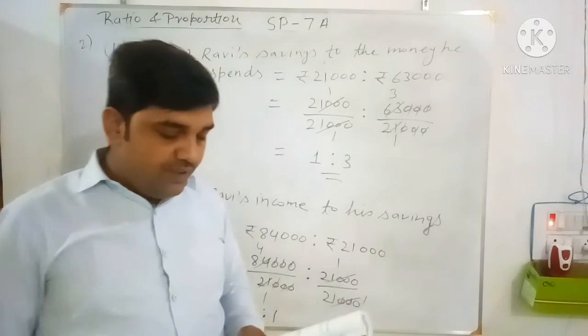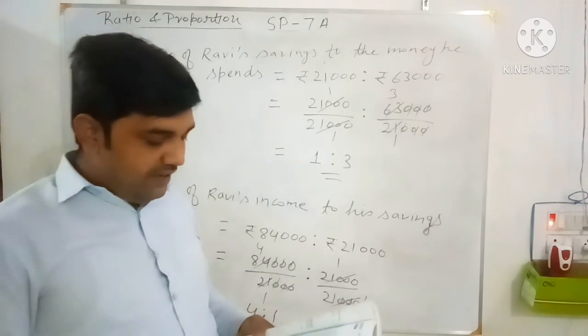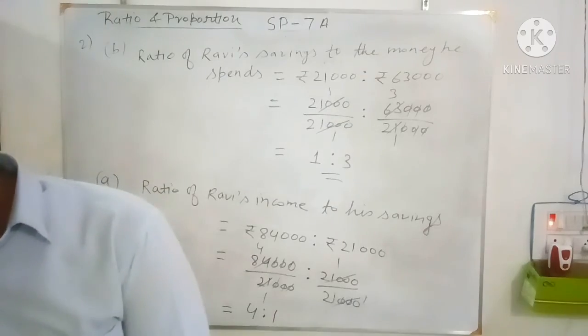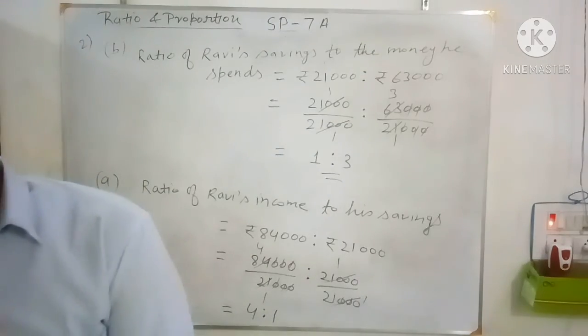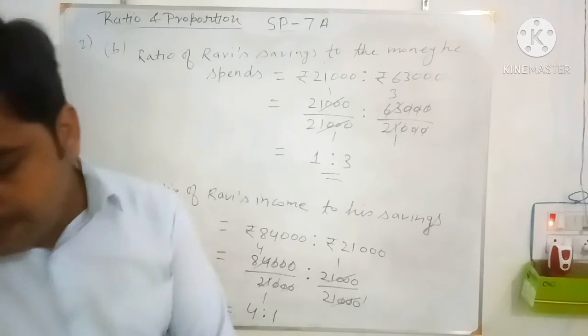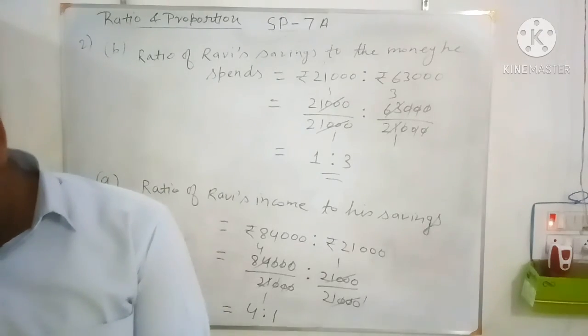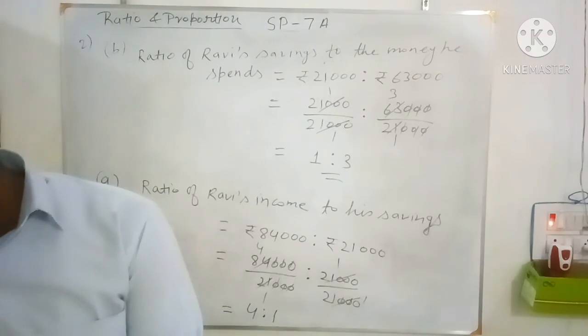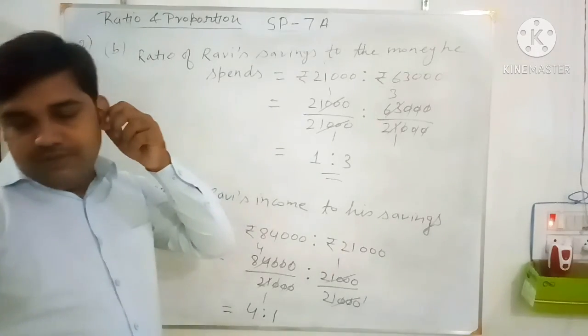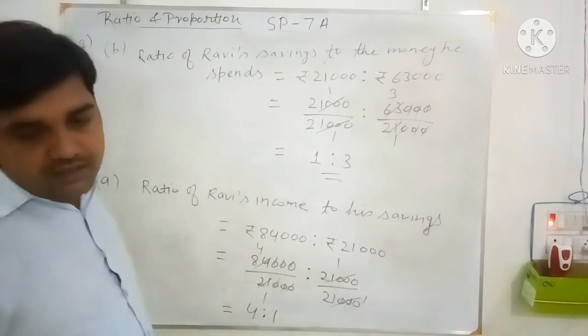In the next class we will solve the remaining questions of self practice 7A, that is 4, 5, 6, 7, 8, 9. The question number 3 I have left for you as homework to solve at your home. There are 3 exercises in this self practice 7A, B, C. So in this week we will complete it, and in the next week we will start self practice 8.